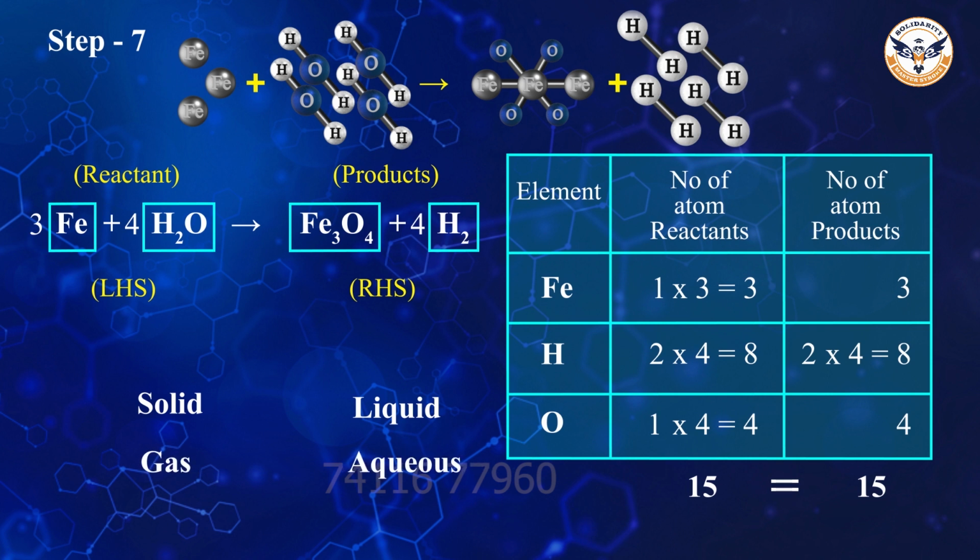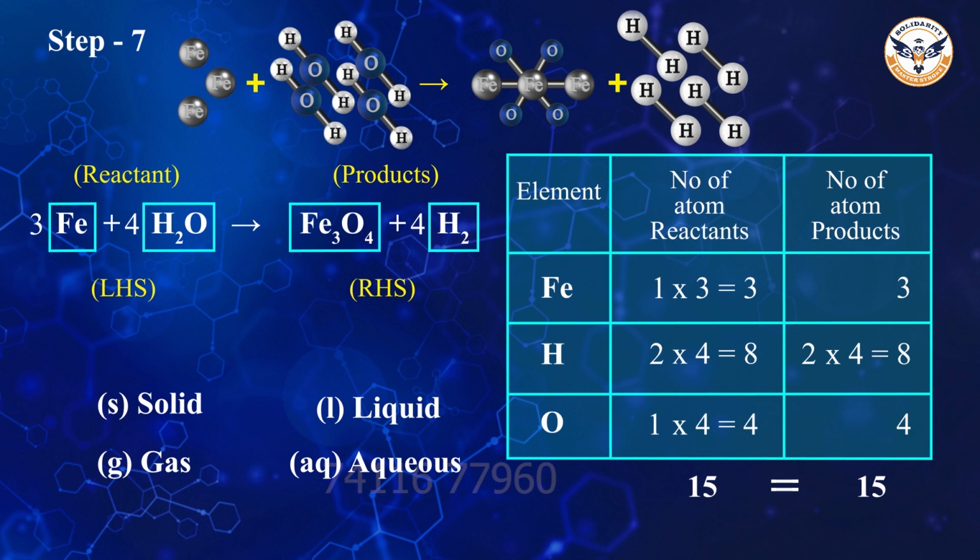If a reactant or a product is in solid state, we have to write a small s beside it. If it is liquid, then small l. If it is gaseous, then small g. And if it is aqueous, then small aq.